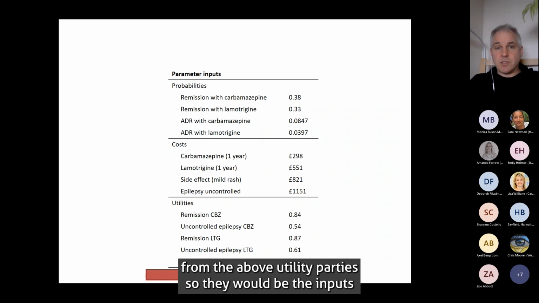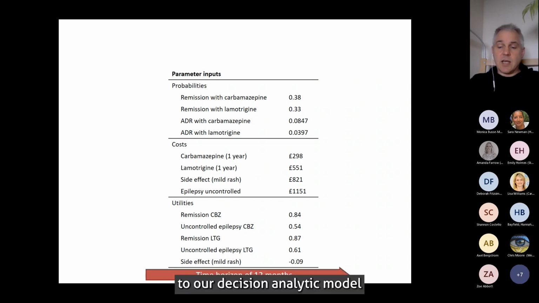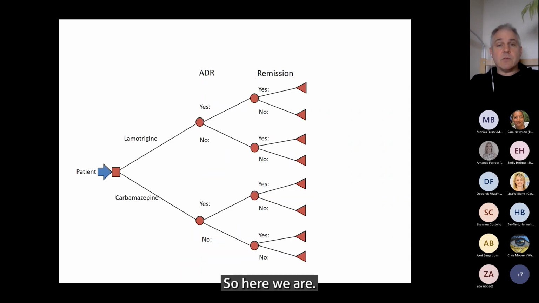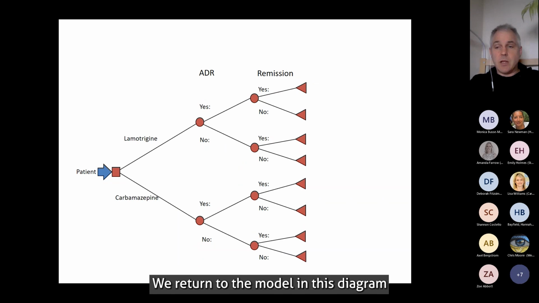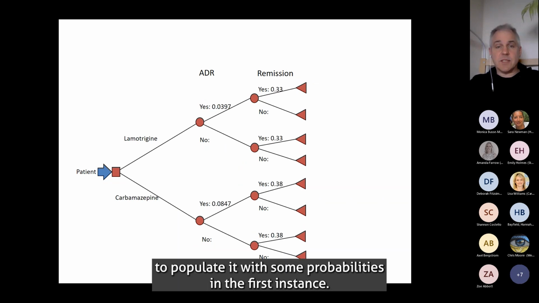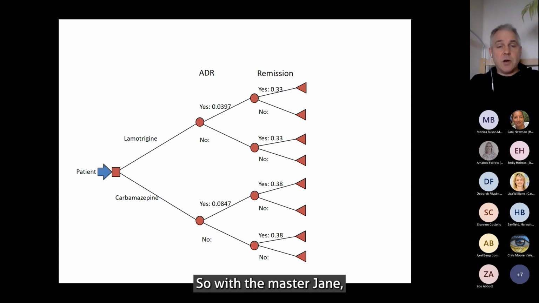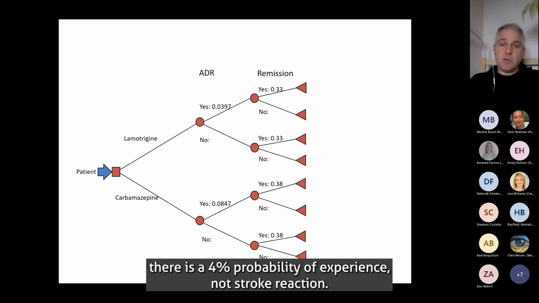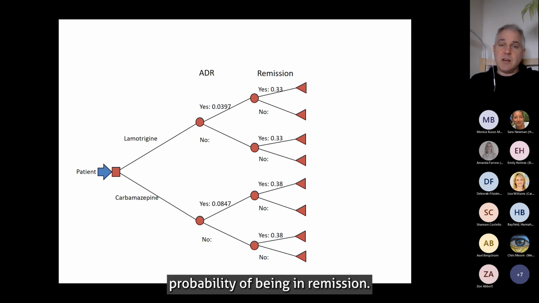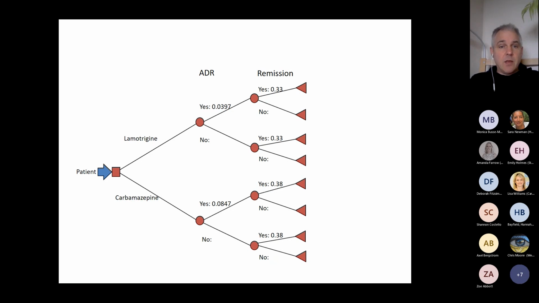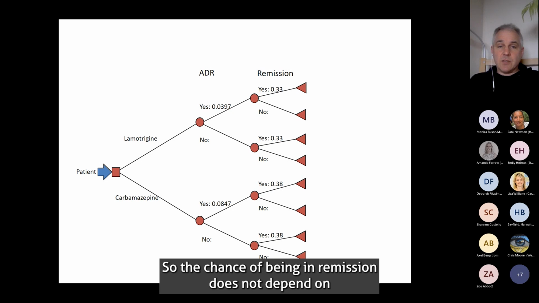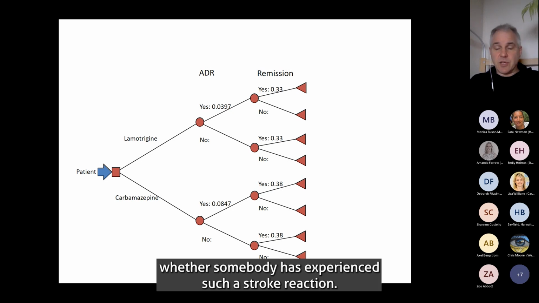So they would be the inputs to our decision analytic model, and we would run that model over a period of 12 months. So here we are, we return to the model in this diagram, and we'll start to populate it with some probabilities in the first instance. With lamotrigine, there is a 4% probability of experiencing an adverse drug reaction, and there is a 33% probability of being in remission. They are two independent probabilities, so the chance of being in remission does not depend on whether somebody has experienced an adverse drug reaction.